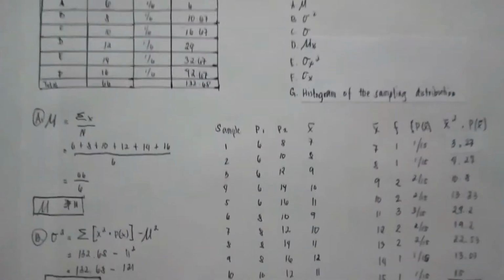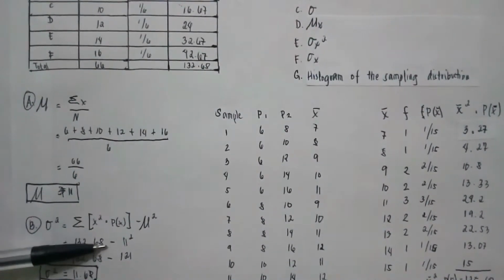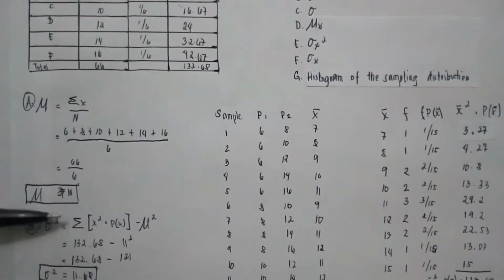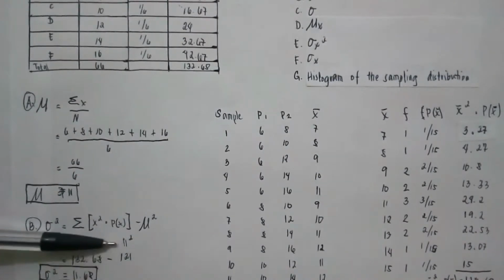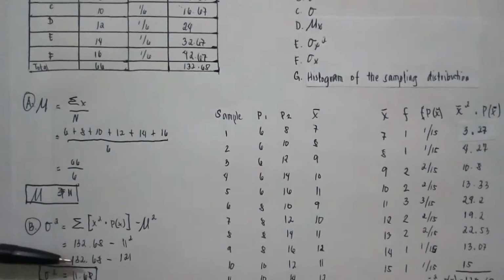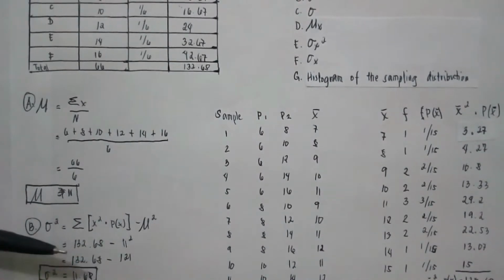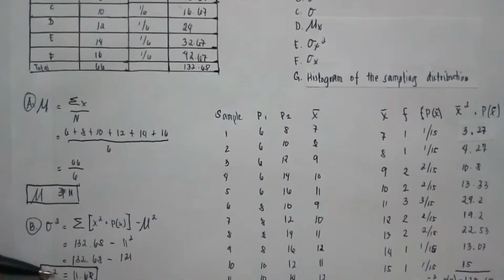Then, distribute na natin. So, since ang value ng mean is 11, 132.68 minus 11 squared. 11 squared equals 121. So, 132.68 minus 121 equals 11.68. Ito na yung value ng variance of the population.